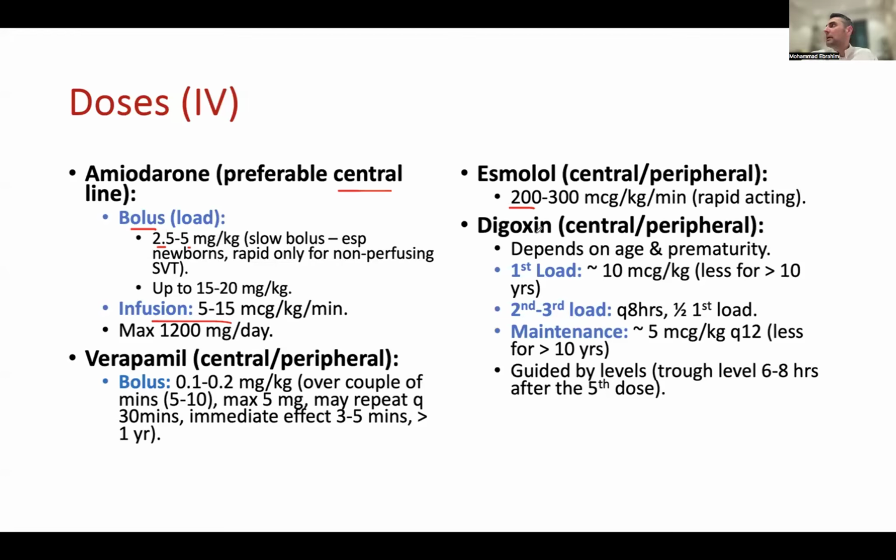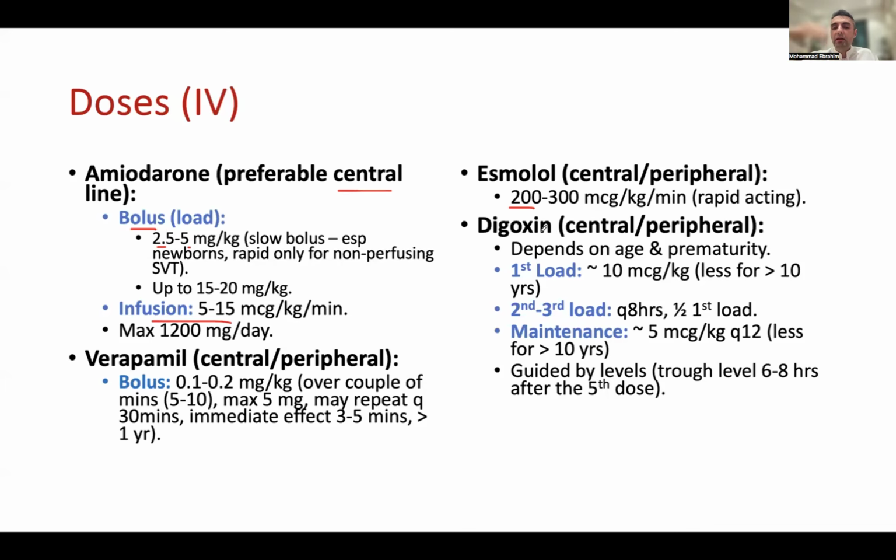Okay. So of course IV digoxin could be given central or peripheral. Of course dosing digoxin is complicated because it depends on the patient's age, prematurity, and so forth. So probably best to look it up as you encounter patients. But in general, usually you load with 10 mics per kilo for people who are less than 10 years of age.